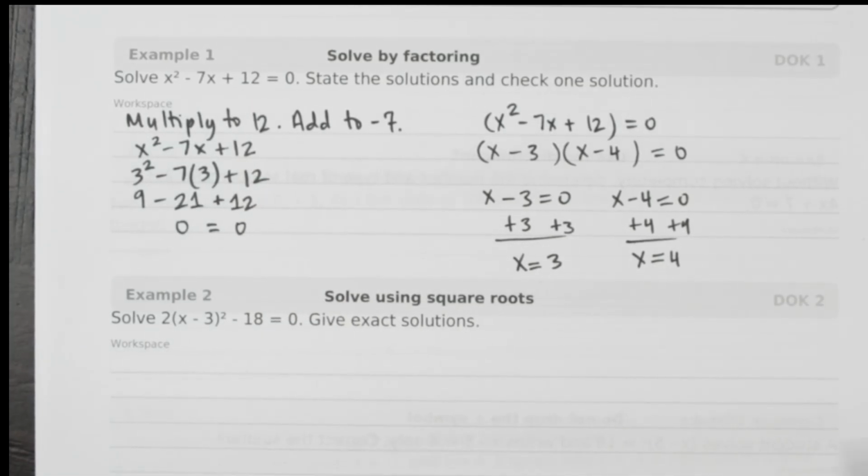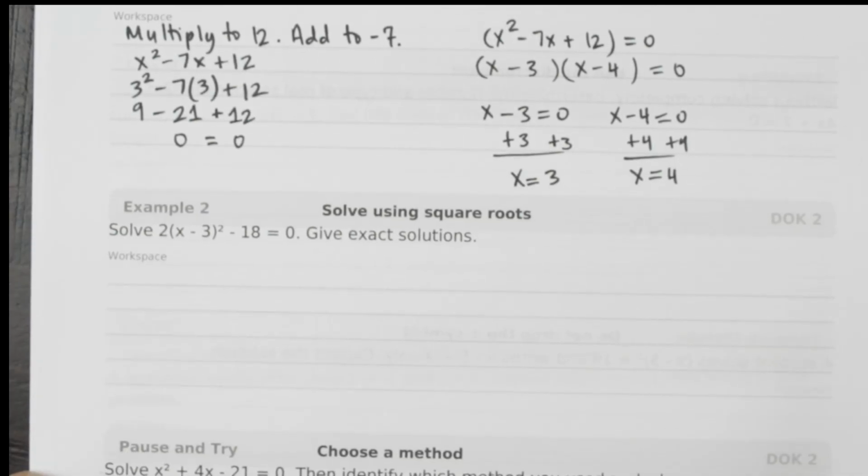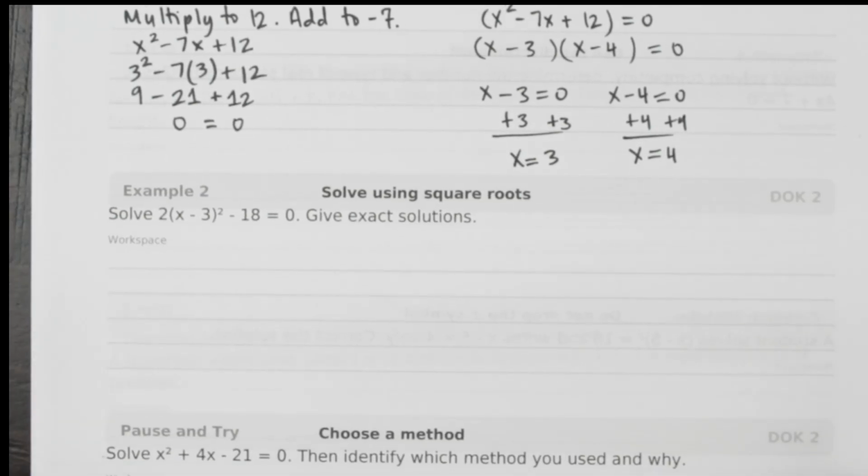Example number 2 says solve 2 times x minus 3 squared minus 18 equals 0, and then give exact solutions. This equation already has a squared expression, so the square root method is more efficient. First we need to isolate the squared expression.